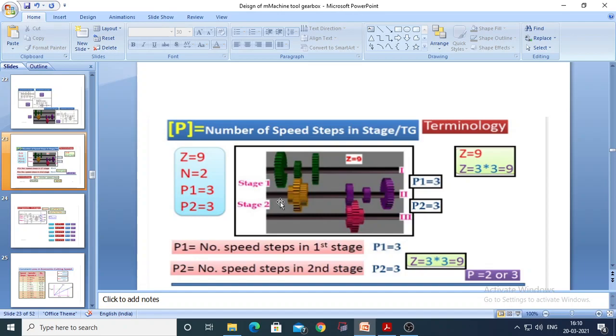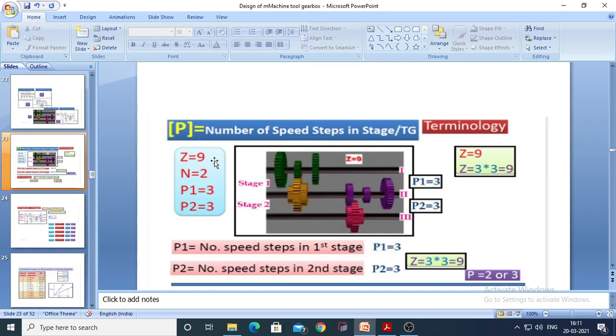P1 into P2. There are some selection criteria given for the geometric progression ratio in a multi-speed gearbox. The number of speed steps is equal to P1 into P2. What is P1? The number of speed steps in the first stage, and P2 is the number of speed steps in the second stage. The total number of speed steps is given as Z. Z is equal to 9. You can choose the value of P1 or P2 as either 2 or 3. Only 2 or 3 you have to choose.